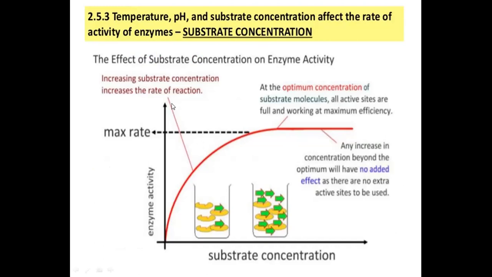So increasing substrate concentration increases the rate of a reaction. At the optimum concentration of the substrate molecule, all active sites are full and working at maximum efficiency, so the graph goes parallel to the x-axis. Any further increase in substrate concentration will not change the enzymatic rate, because all enzyme active sites will be saturated and there will be no free site for the substrate. So it will have no extra added effect.